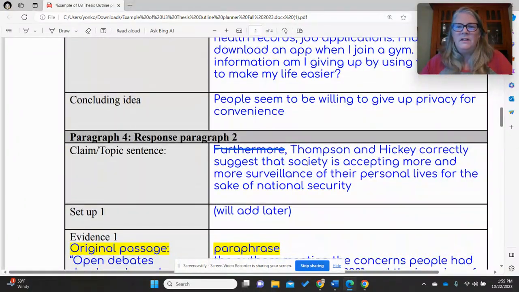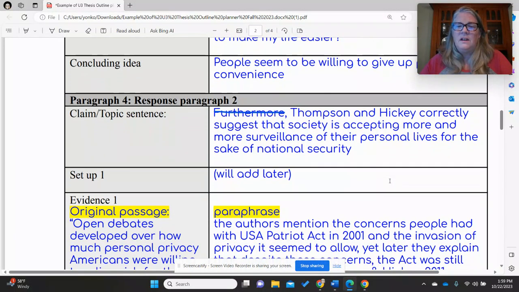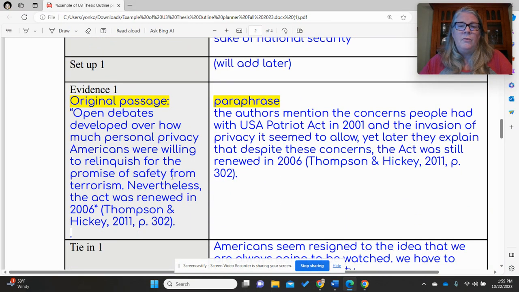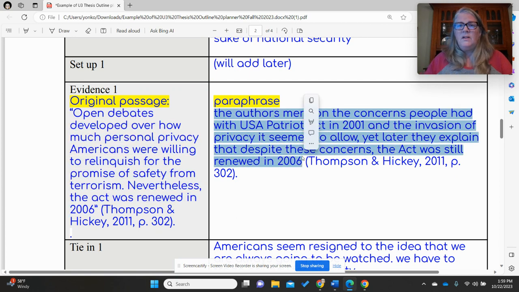Thompson and Hickey correctly suggest that society is accepting more and more surveillance of their personal lives for the sake of national security. Here's one where the student did a paraphrase, and it would probably be helpful at this stage for you to include the original passage, the original quote over here, so that I can see how well you paraphrased, especially if you're having trouble with the paraphrasing assignment. This way, if there's any problems with it, we catch it here instead of in the final draft, right? We don't want that to happen.